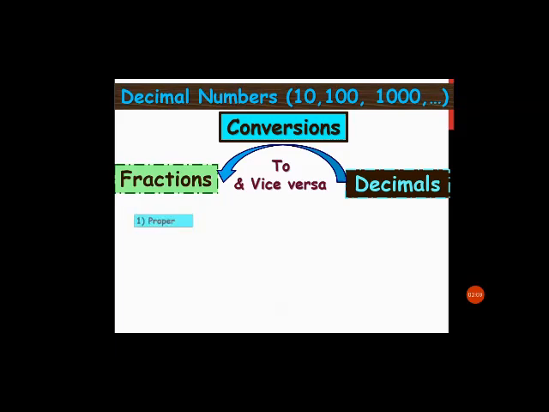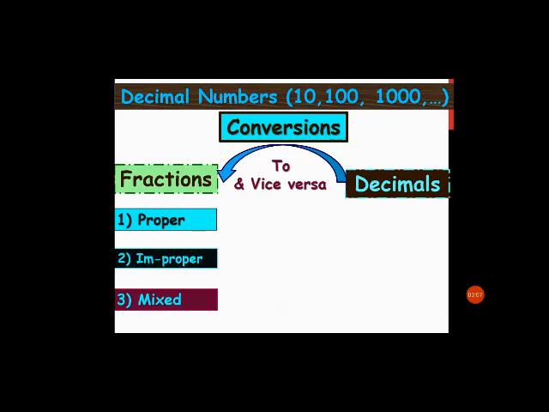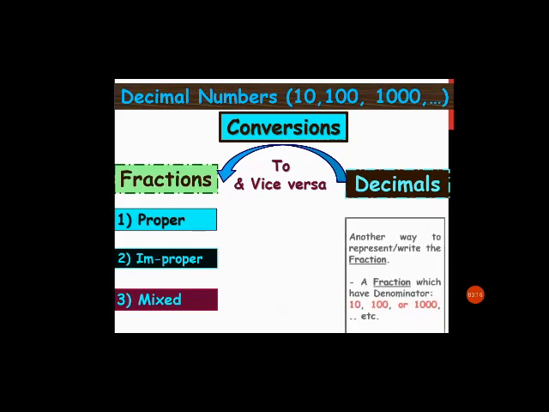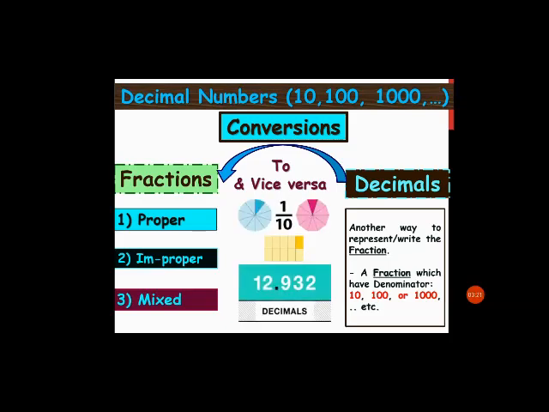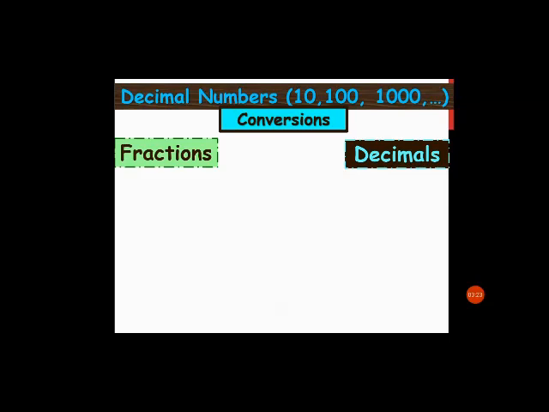So as we know, we have 3 types of fractions: proper, improper, and mixed number. So this means we will learn how to transform from proper or improper or mixed numbers to the decimal, and also how to transform from a decimal to fraction. So let's first take how to transform from the fraction to decimal.